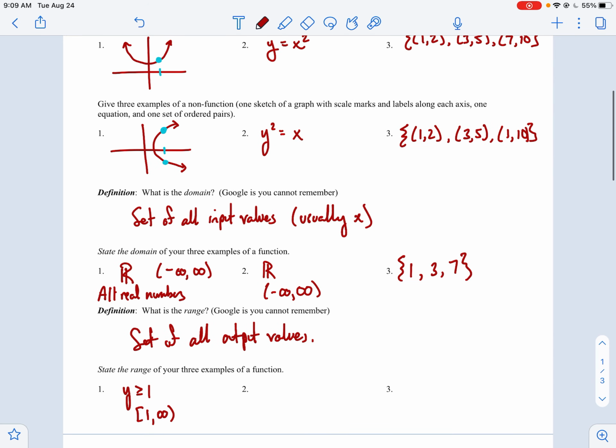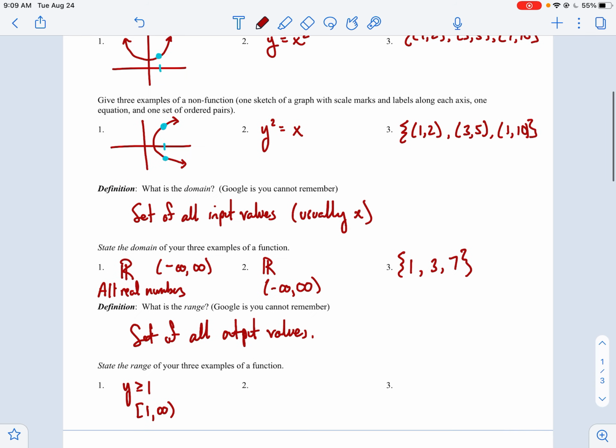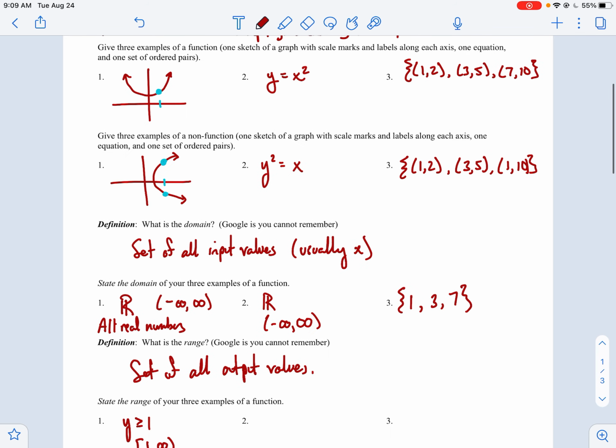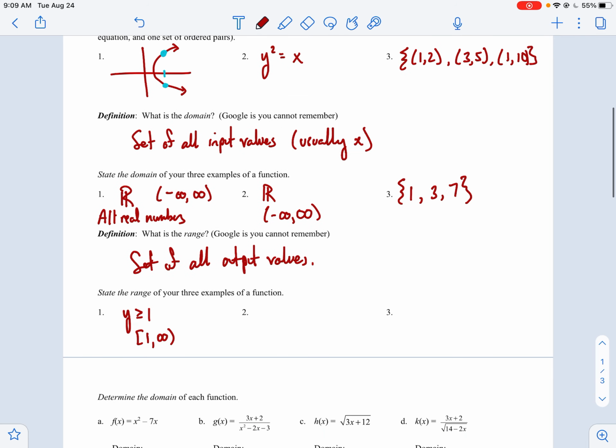For the number 2 that we picked up there, y equals x squared, that's just a parabola whose vertex is at the origin. So for that one, we could say it's going to spit out everything greater than or equal to 0. So we could say from 0 to infinity. Right? Because it would look like this. Starting at a y value of 0 and going up forever.